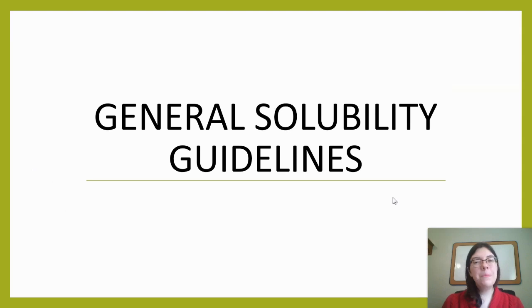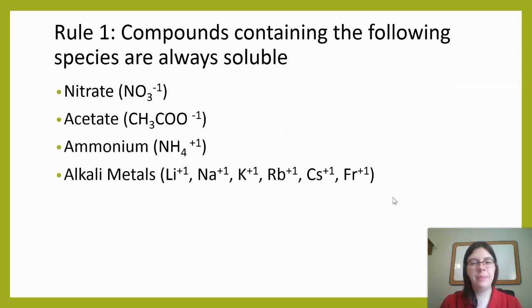Now, there are specific rules for solubility. I like to simplify it a little bit, so that's what we're going to go through first. My first rule is that compounds containing the following species are always soluble: a nitrate, acetate, ammonium, or any alkali metal. Remember, hydrogen, even though it's in group 1, is not an alkali metal because it's a nonmetal. If it has one of those things, then that compound will be soluble and able to dissolve in water.